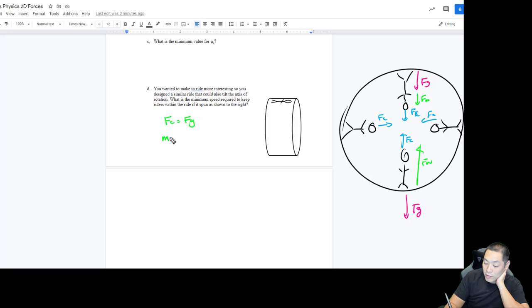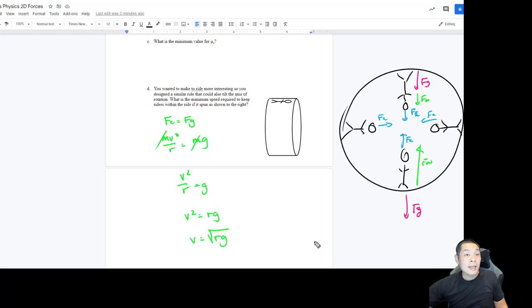So here we just substitute everything with mv squared over r equals mg. And once again, the m's cancel out, so you're just left with v squared over r equals g. And if you want to look for the speed, you just solve for it. v squared equals rg, v equals square root of rg. And that's it.